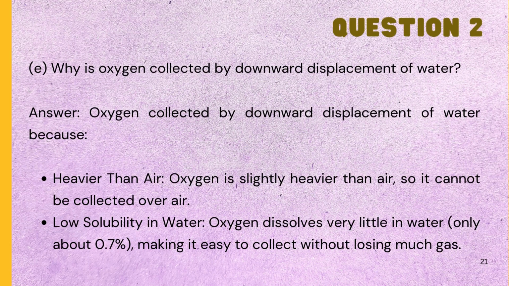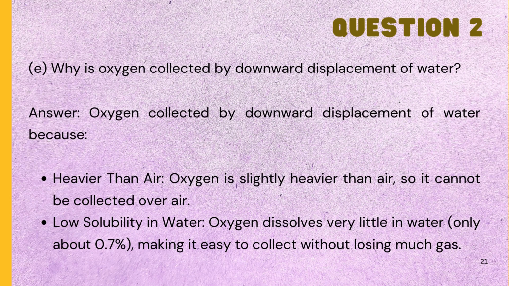E. Why is oxygen collected by downward displacement of water? Answer: oxygen is collected by downward displacement of water because it is heavier than air. Oxygen is slightly heavier than air, so it cannot be collected over air. Low solubility in water. Oxygen dissolves very little in water, only about 0.7%, making it easy to collect without losing much gas.